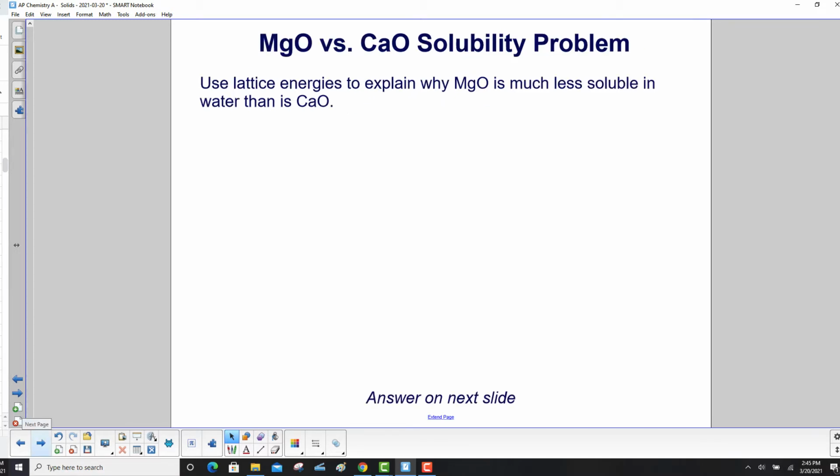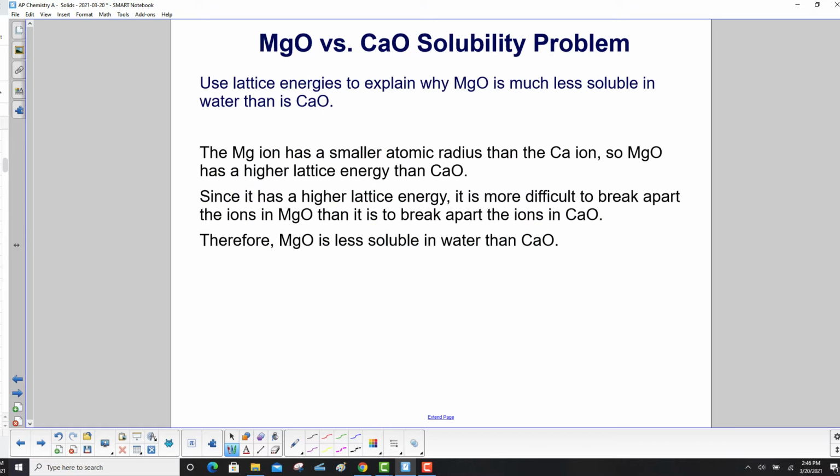Use lattice energies to explain why magnesium oxide is much less soluble in water than is calcium oxide. The magnesium ion has a smaller atomic radius than the calcium ion, and you find that by looking on the periodic table. So magnesium oxide has a higher lattice energy than calcium oxide. Since it has a higher lattice energy, it is more difficult to break apart the ions in magnesium oxide than it is to break apart the ions in calcium oxide. Therefore, magnesium oxide is less soluble in water than calcium oxide.